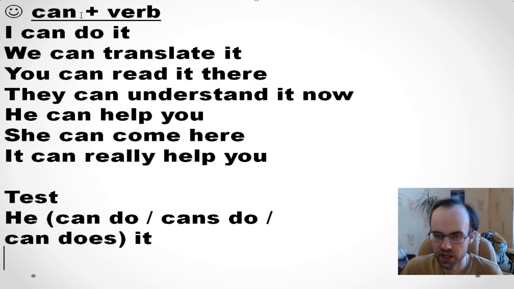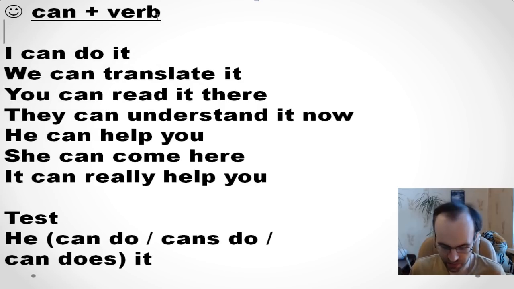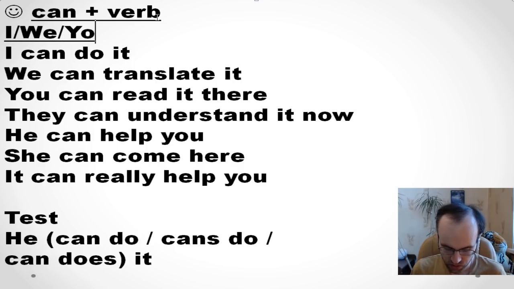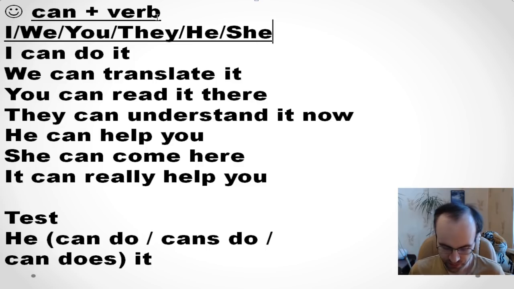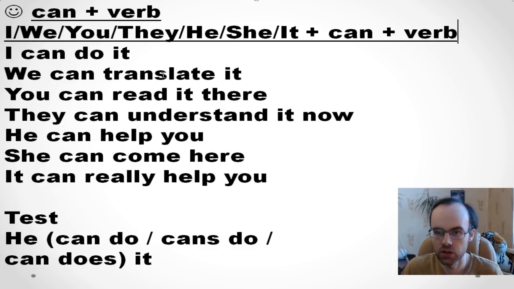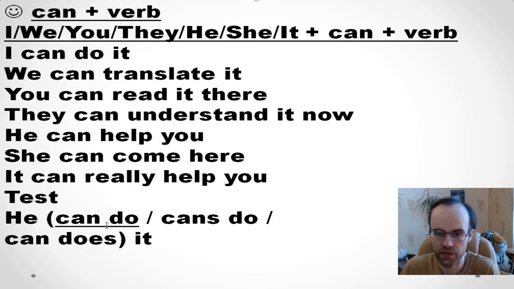You see, can plus verb. No S, no S. Can plus verb. You must remember, my friend. I, we, you, they, he, she, it, plus can plus verb. No S, no S. So we'll say he can do it. Very good.